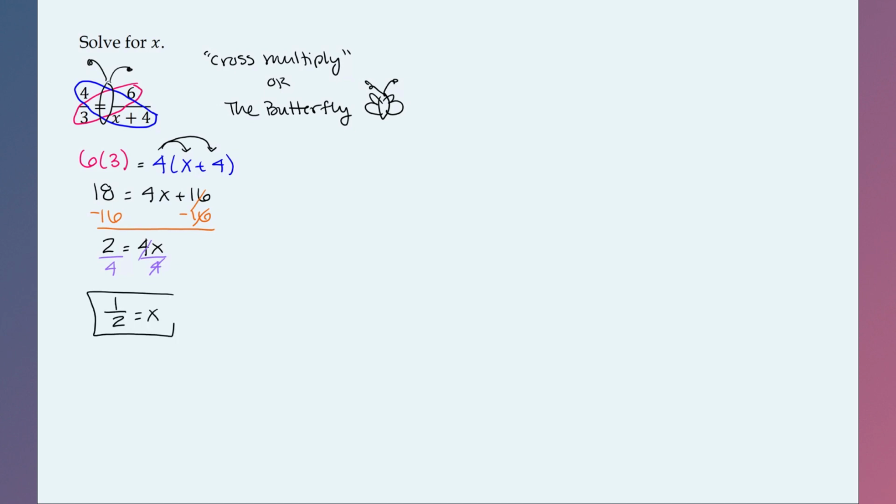If we do not love fractions, we can leave this as a decimal. 0.5 equals x.